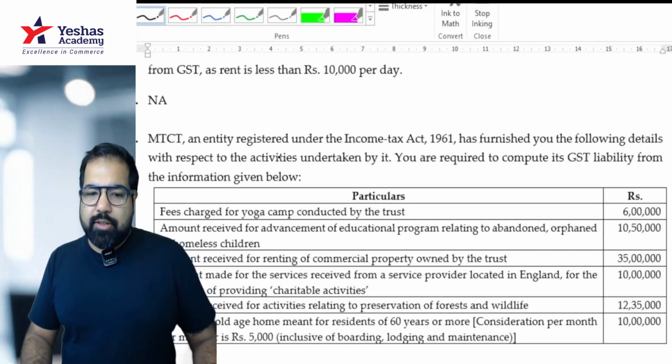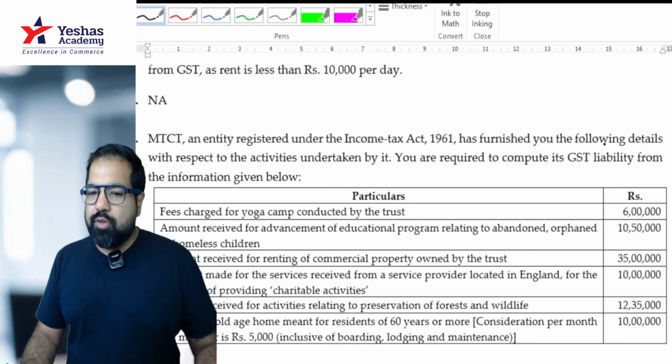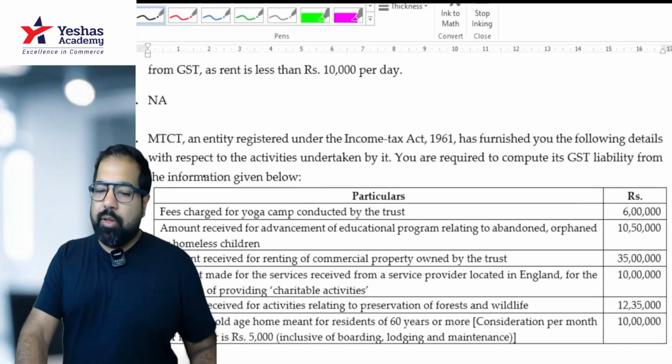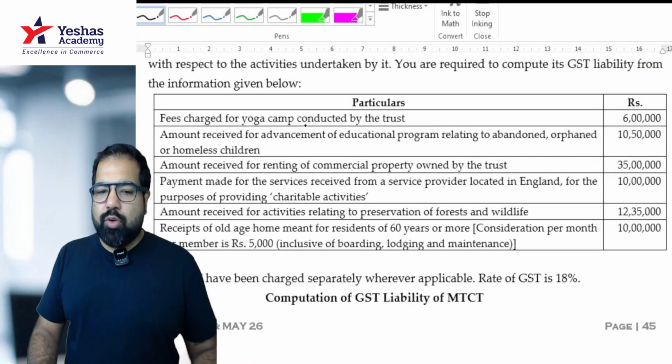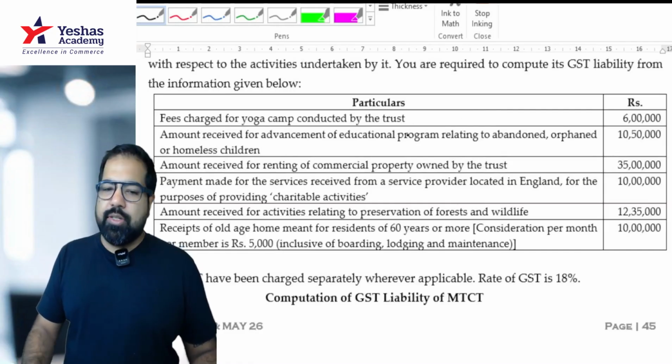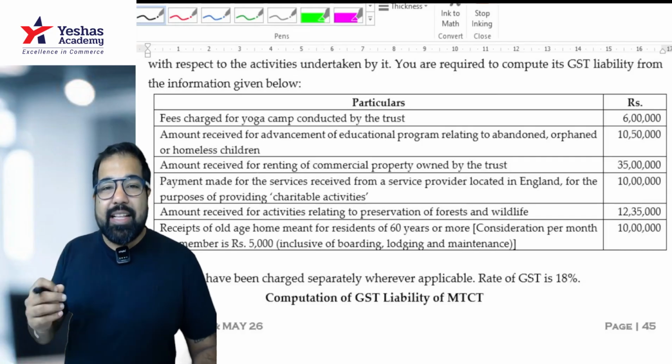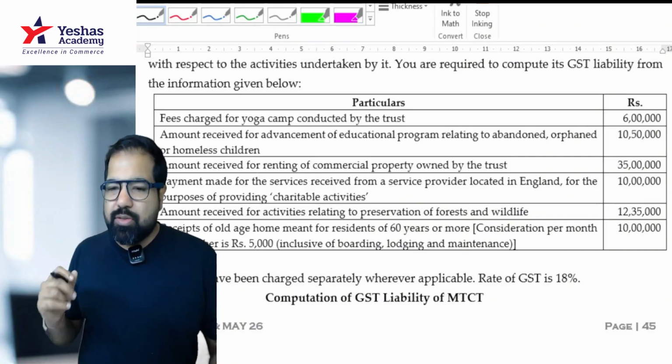MTCT, an entity registered under the Income Tax Act, has furnished you the following details with respect to the activities undertaken by it. You are required to compute its GST liability from the information given below. Fees charged for yoga camp conducted by the trust. This is exempt, 0. Amount received for advancement of educational programs related to abandoned, orphaned and homeless children. Again guys, the intention here is to help the people and hence there is no GST.